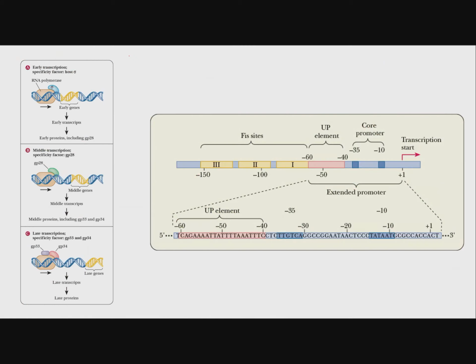There's a couple of ways to control transcription in prokaryotes. There's alternative sigma factors, there's enhancers, there's operons, and there's something called transcription attenuation. We're going to talk a little bit about these. So alternative sigma factors.